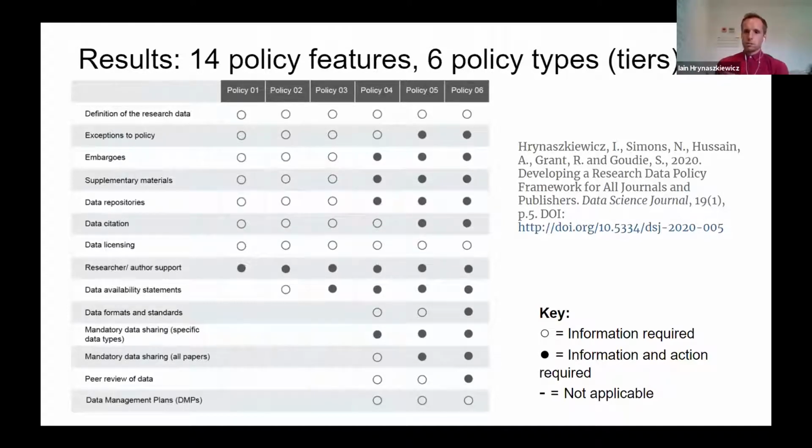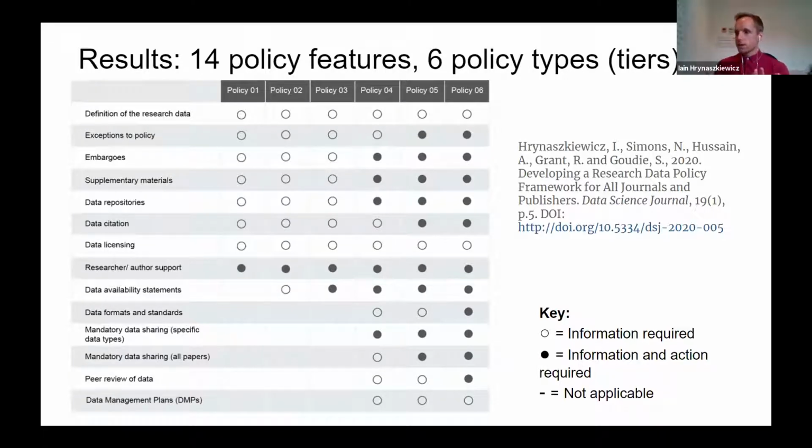The main output of this work was a list of 14, that's the column on the left-hand side, 14 features of journal research data policies. So covering things like a definition of what the policy applies to, data citation, data availability statements, peer review of data. And the other key part of the approach is that there were not just 14 features, but there were a number of different types or levels or tiers of policy, ranging from the first kind, which has the fewest number of features, up to the sixth kind, which has the most number of features and the most stringent implementation of that policy. So the effort required increases as one goes from 1 through to 6.